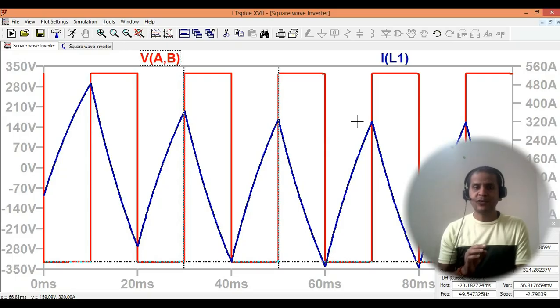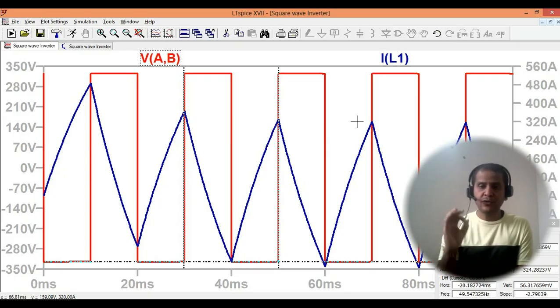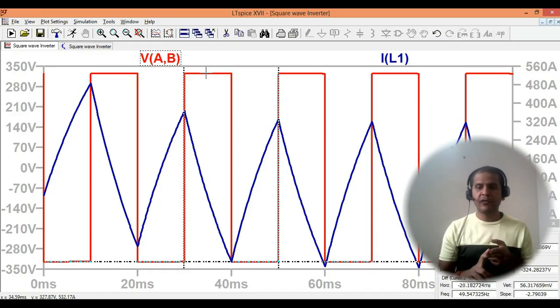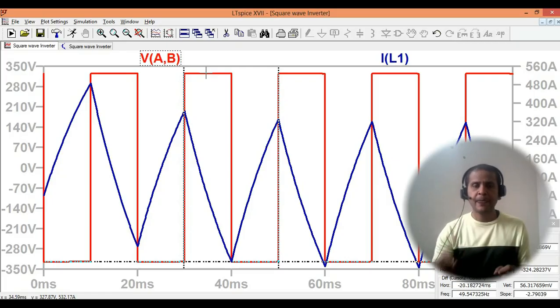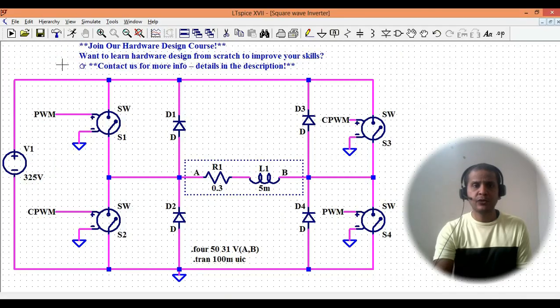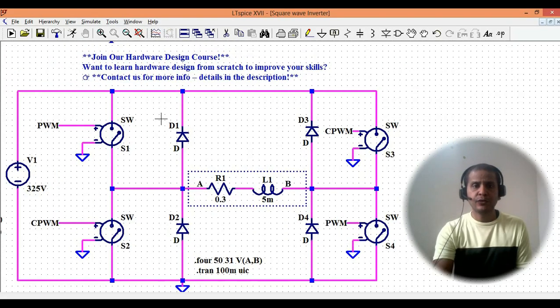So this is the output of your square wave, wherein you see your output is perfectly matching and it is square wave. Now you can see your voltage and your current both for your square wave inverter, and how your voltage and current is looking like. Okay, now what I want to show you here, let me first run the simulation and let me show you the FFT.